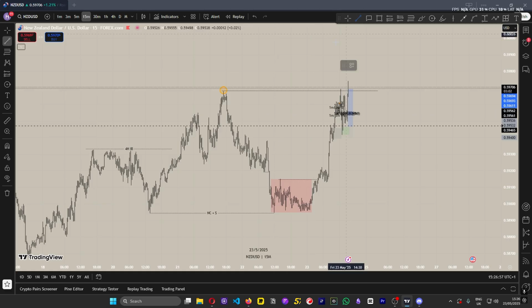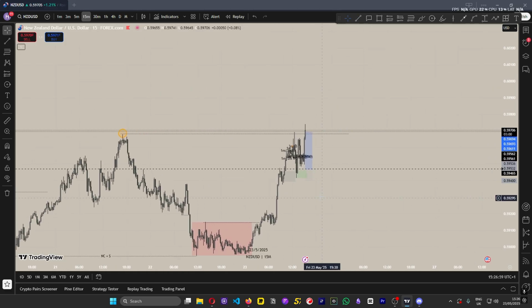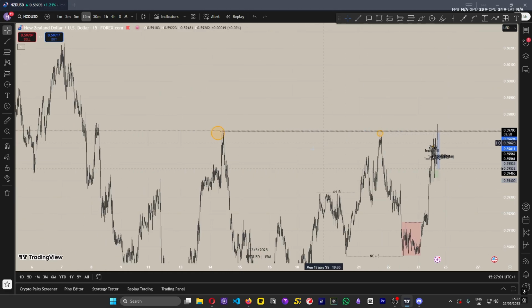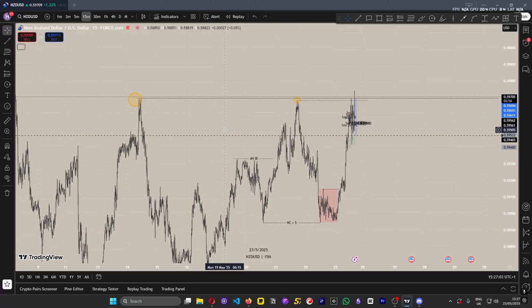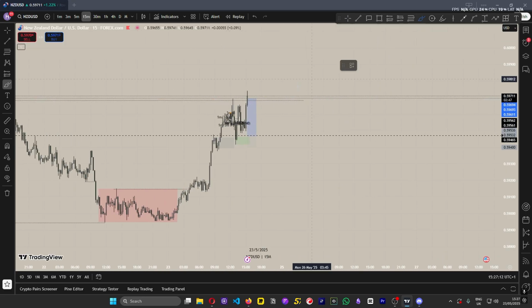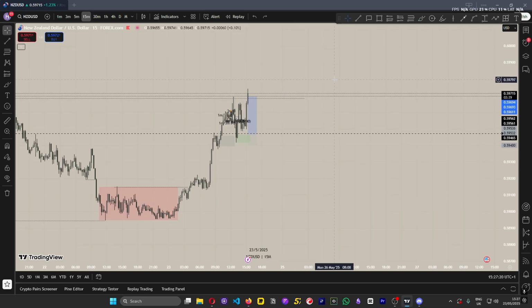Now, once this structure gets taken, if you want to keep on taking continuations, you can go ahead, but you have to understand that the higher you go, the lower the probability is going to be, unless new structure gets created. And what does the new structure look like? Well, basically price coming back down here, then getting a 1-minute change of character to go back up. That would make a higher probability again.